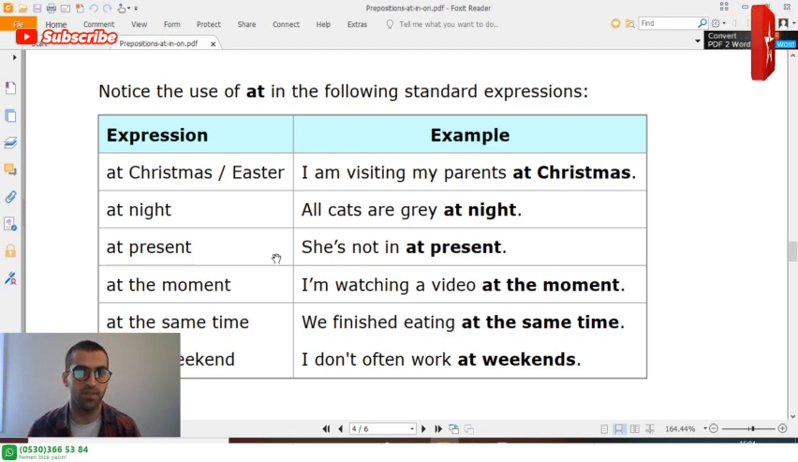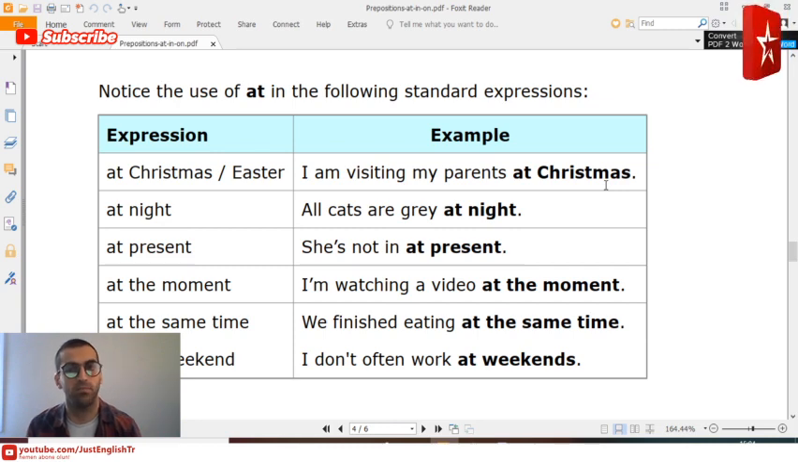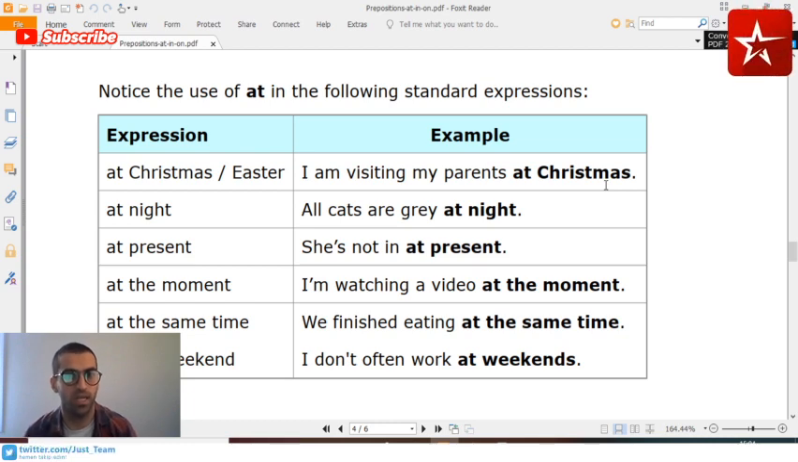If there's a day after Christmas, eğer Christmas'tan sonra day sözü olursa, o zaman on kullanmamız gerekiyordu. Ama sadece Christmas olduğu için at kullanmamız gerekiyor. I am visiting my parents at Christmas. At night, all cats are gray at night. At present, she's not in.